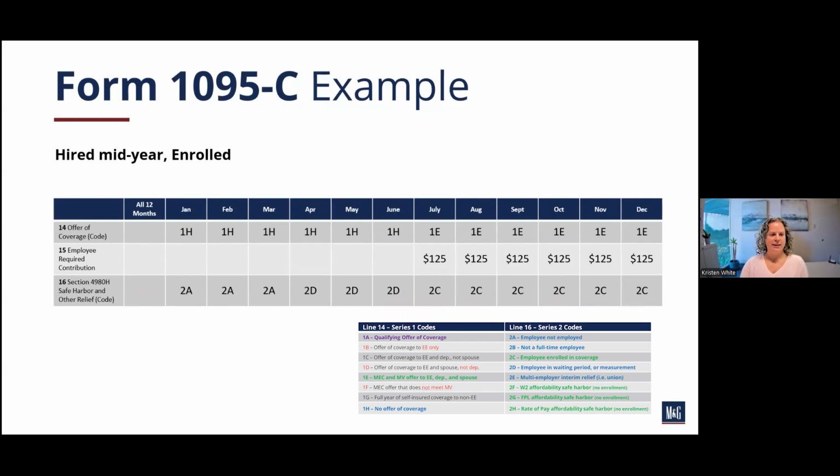All right, this is a new hire, and then they enrolled. In the first quarter, we did not offer coverage for 1H. So then you would leave line 15 blank because there was no premium, because there was no offer. And in the first quarter, they were not employed. Then they were hired in April, so they have a waiting period. And then we get to the second half of the year. We offered the coverage. This was the premium, the lowest cost plan, and they enrolled.